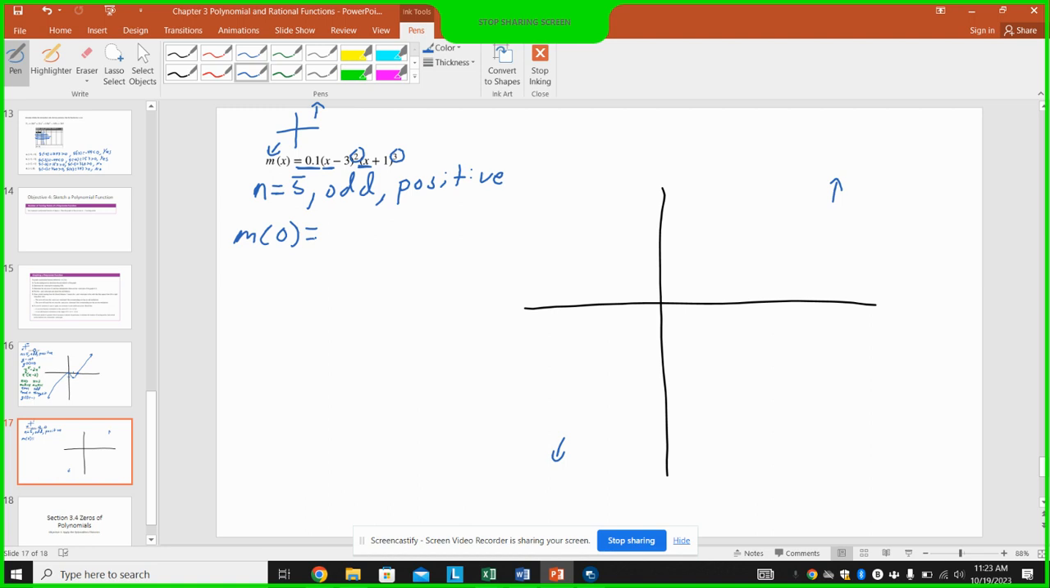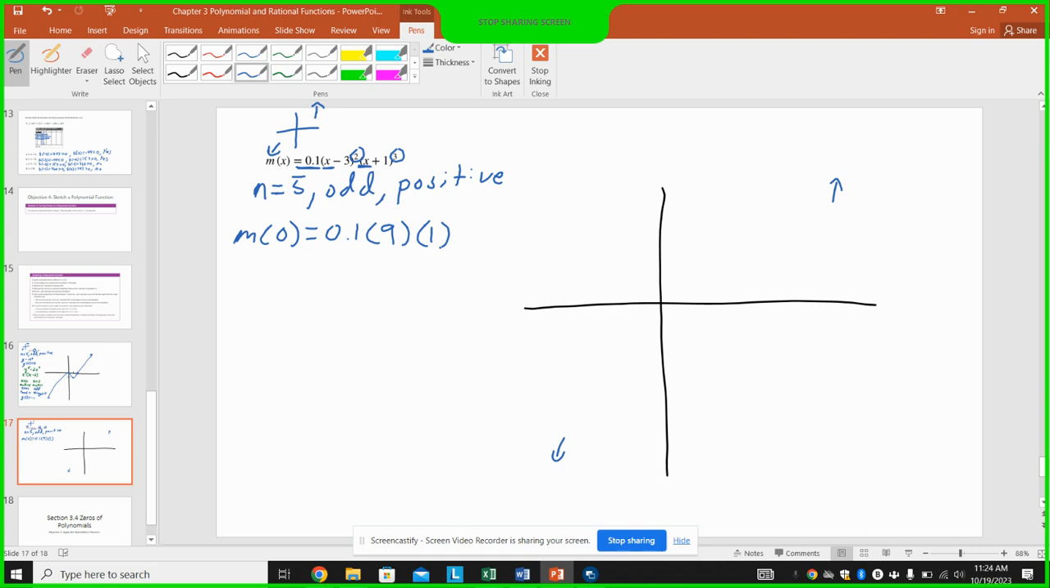All right, so if I plug in 0, I get 0 minus 3. So I'll do it like this. So I'll do 0.1. I can't do anything with that. So I'll get 0 minus 3, which is -3 squared, which gives you 9. Perfect. And then if I plug in 0, 0 plus 1 is 1. And then 1 cubed is just what? 1. So then my real question is, what's 0.1 times 9?